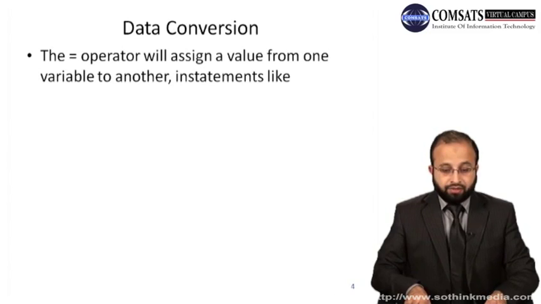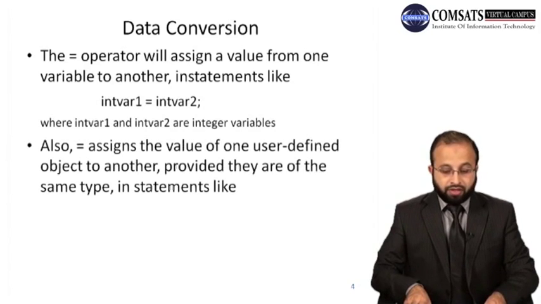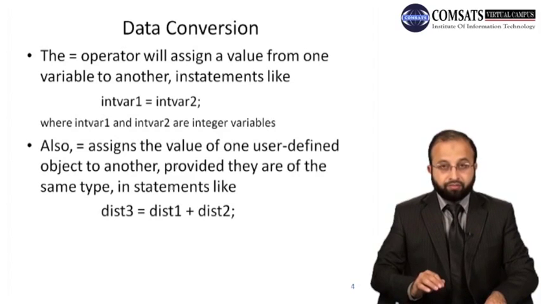In the last lecture we have seen that the equal operator will assign a value from one variable to another variable. For example, a statement like this, where both of the variables are of integer type, so this assignment is done by the compiler by itself. Also the equal operator assigns the value of one user defined type to another, provided that they are of the same type. For example, the statement like this.